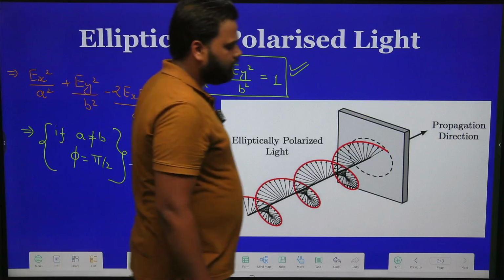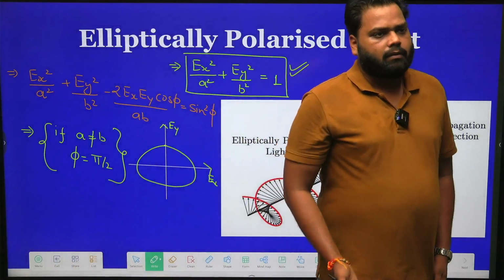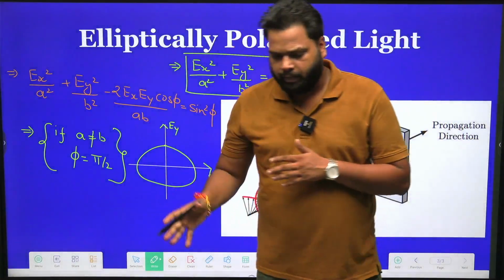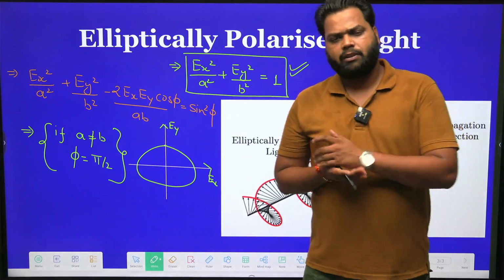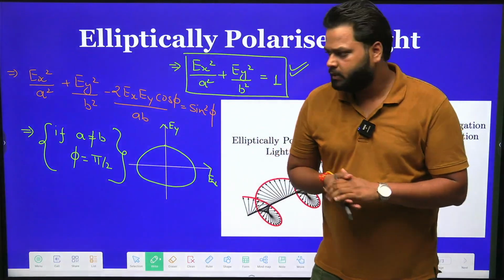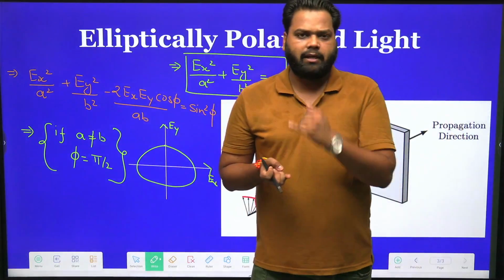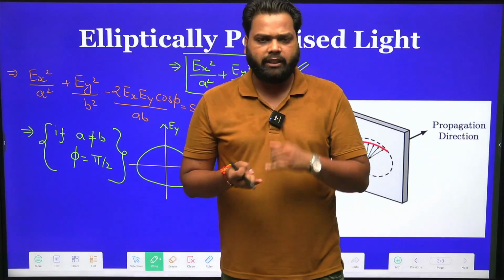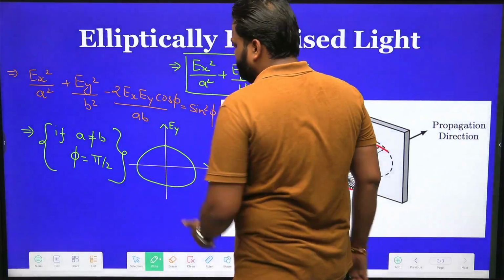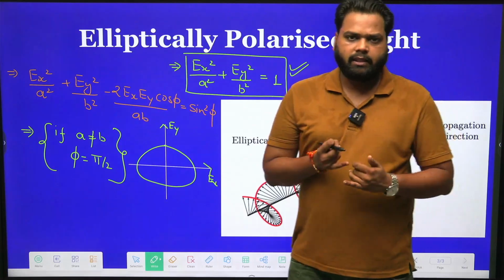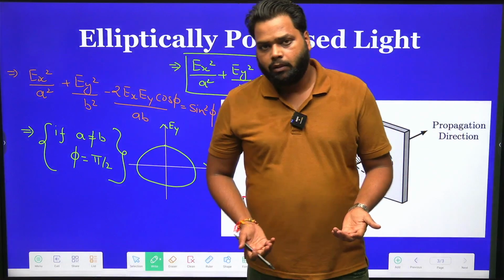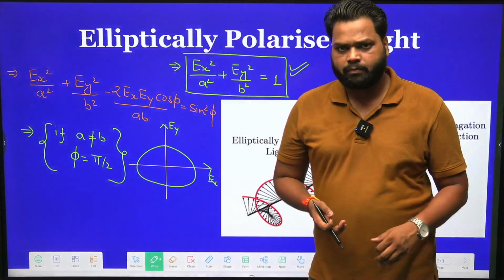But the question arises. We have seen that if the phase difference is 0 or n pi or pi by 2, we have superimposed the condition on the amplitude also. We have seen it for 0 degree, for n pi, and for pi by 2 or integral multiples of pi by 2. But what will happen if the phase difference is neither 90 degree, nor 0 degree, nor 180 degree, but some random angle? Let's suppose pi by 4. Then which type of trajectory is going to be formed?